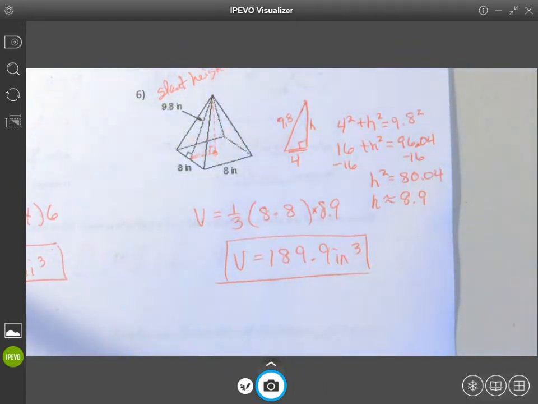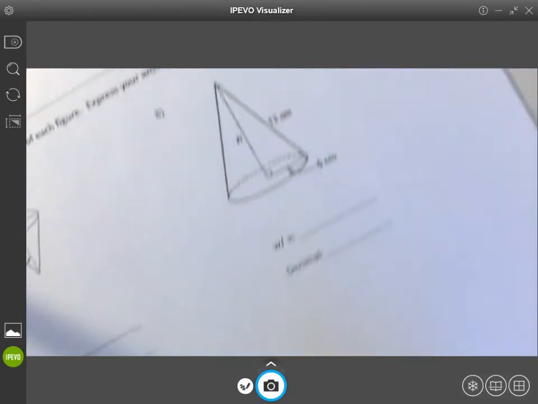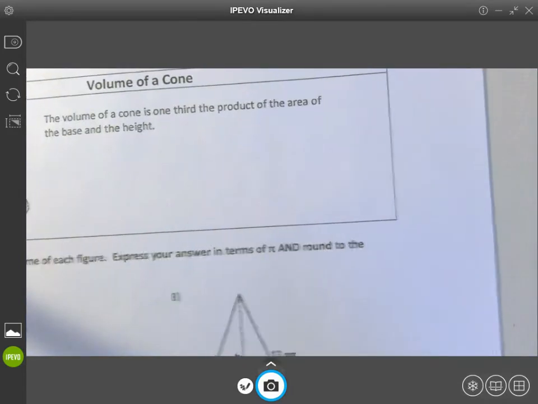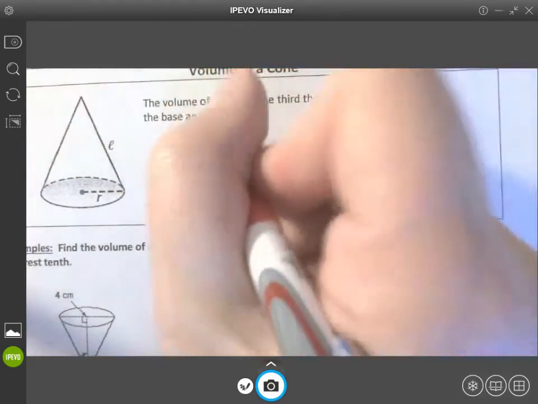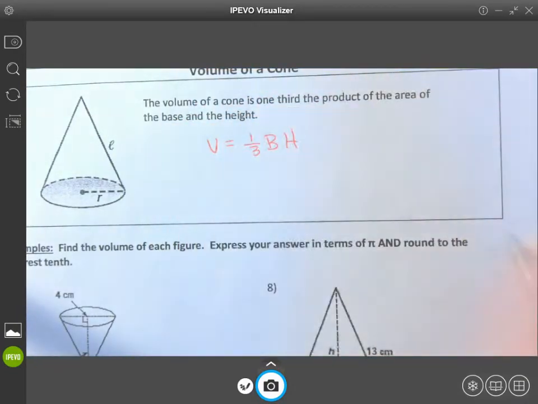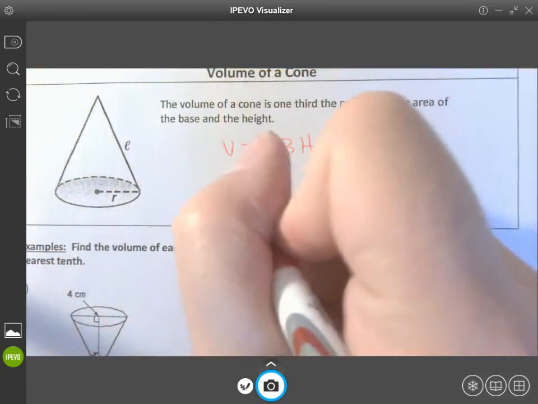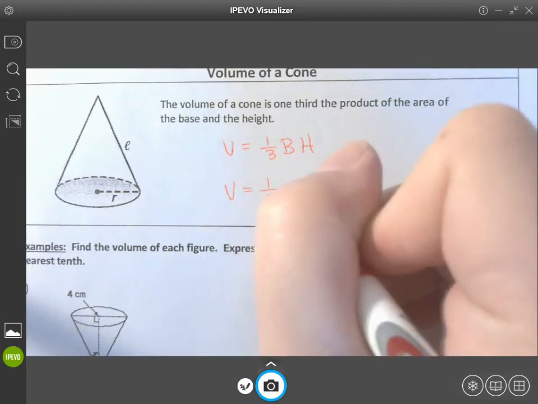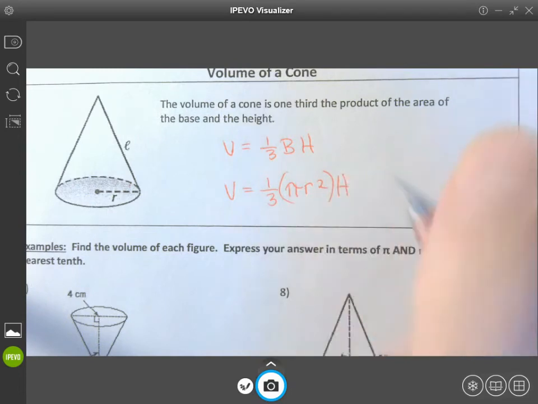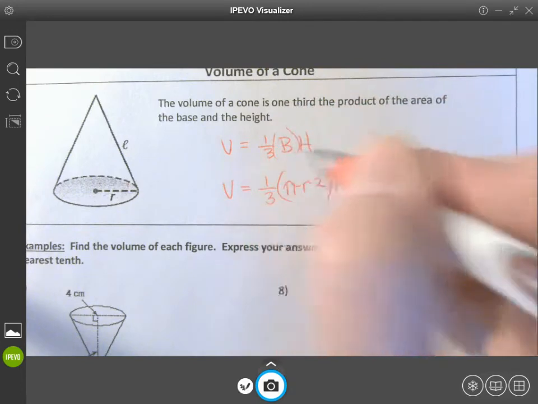All right, fabulous. Last part. Jump to cones. Now, you are going to see that we are going to use the same premise of the formula. The volume is 1/3 area of base times height, but a cone will always have a circular base, right? So what formula would we use? 1/3 pi r squared h. I don't need the parentheses, but I'm trying to show you this is the area of the base.